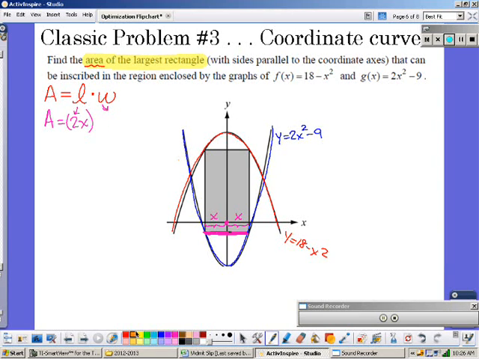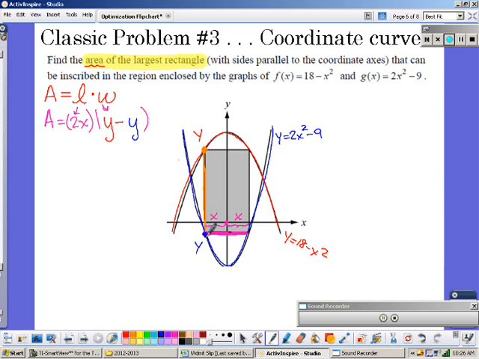Now the width, this vertical length right here, is actually a difference in y coordinates. So I have a red y coordinate up here, and I have a blue y coordinate down here. And to find the orange distance between these guys, we just have to subtract. So the width is the red y minus the blue y.